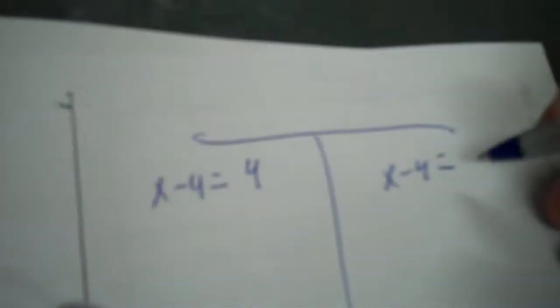Okay. Could be positive or negative 4, but then I need to transition the 4 over here and find the two solutions. Plus 4, x would equal 8. Plus 4, x would be 0. Okay.